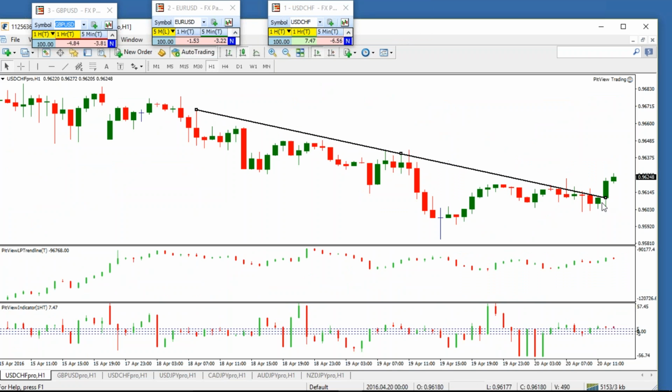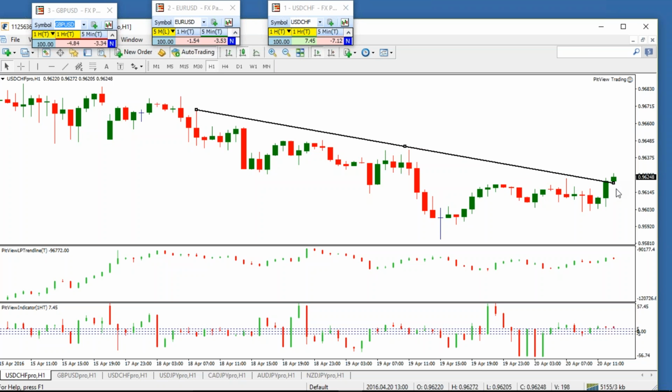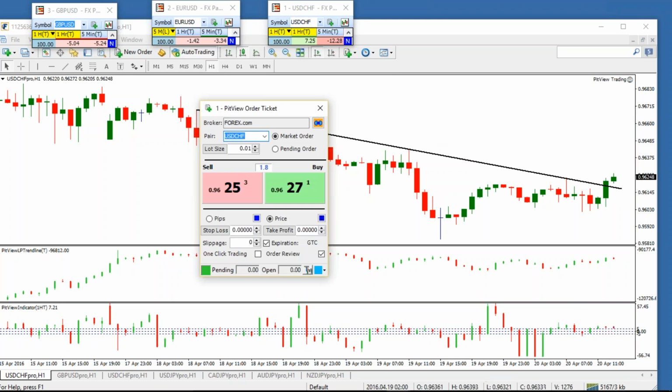Here, let me bring this down a little bit. Right in through here we've got a perfectly formed trend line that it's breaking up above. I like this one because there's not a huge amount of risk on it. So I'm going to go ahead and start us off. We've got the LP trend line moving up. It's at a +5. It's breaking out into a high. I'm going to start us off with a buy here on Dollar Swiss. Buy at the market.